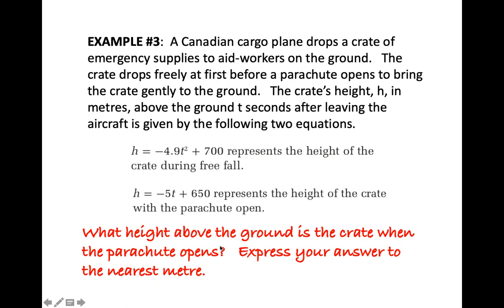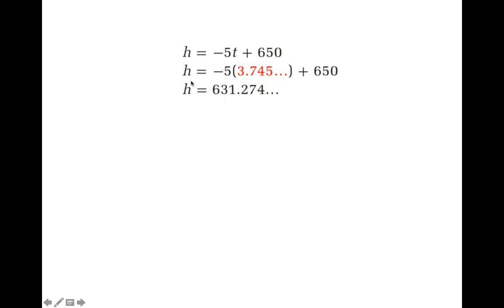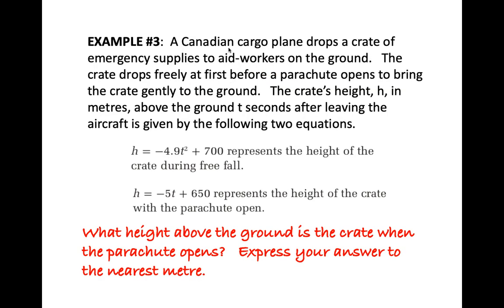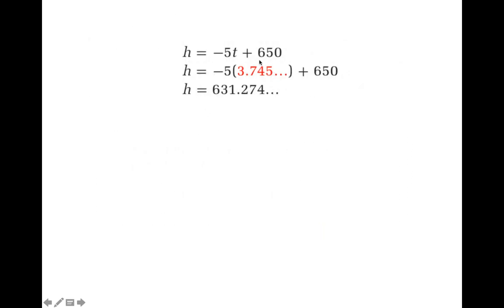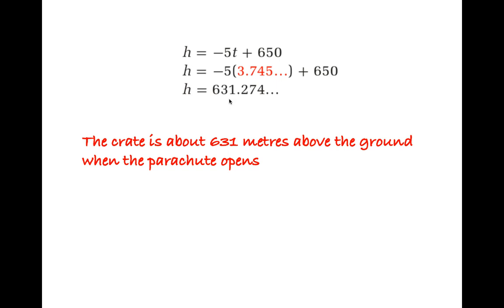Second question is, what height above the ground is the crate when the parachute opens? Well, we know now when it opens, and so really all we need to do is put in our answer for t and figure out what the actual height is. We can use it in either one, can't we? If you think about it, it's the same place, but hey, this is a much easier formula for sure. Plug it in, you find out that the height is 631. The question said to round it to the nearest meter. So the crate is about 631 meters above the ground when the parachute opens.